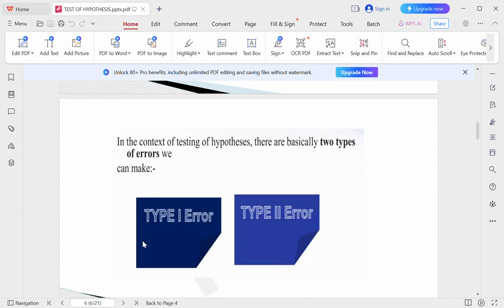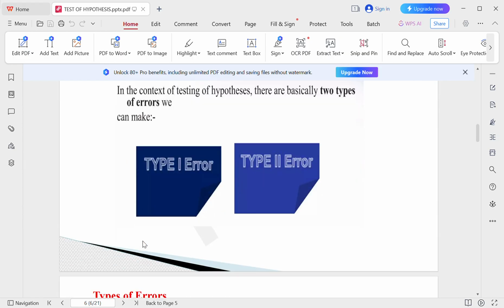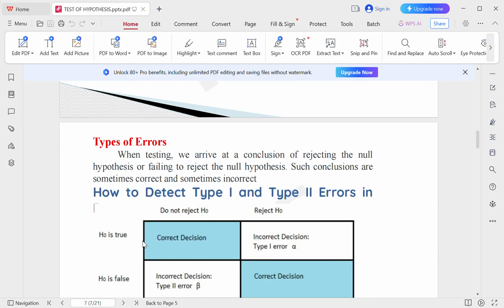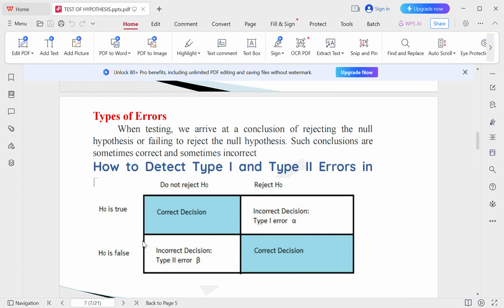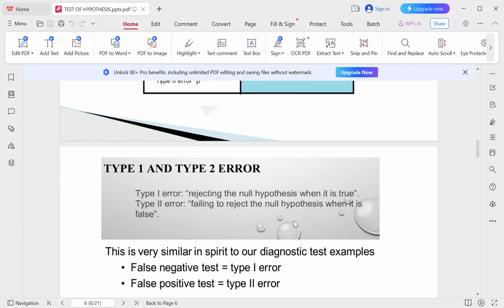Then types of error. Basically, there are two types of errors, type 1 error and type 2 error. How will you detect the type 1 error? Type 1 error means rejection of H0 when it is true. That is, rejection of null hypothesis when it is true is type 1 error, and it is denoted by alpha.